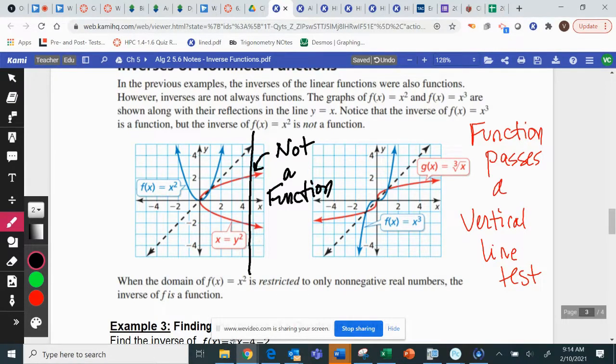So what happens if it's not a function? Then you can't put it in function notation. You know how I was writing it like that when we were done? If it's not a function, you can't do that. You can't write f to the -1 of x. You just put y equals when you're done. That's it. That's the difference. It's the notation. Okay?